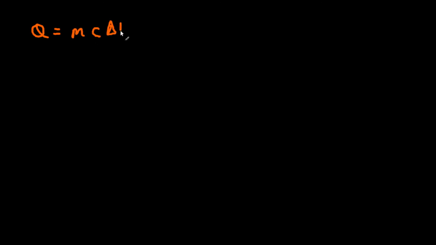Q is the heat energy. M is mass. I'll explain this, I'm just telling you what they stand for first. So M is mass. C is specific heat capacity. And delta T. Delta always denotes a small change. So delta T means change in T.